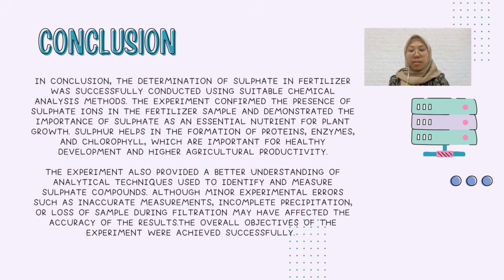Although minor experimental errors such as inaccurate measurements, incomplete precipitation, or loss of sample during filtration may have affected the accuracy of the results, the overall objective of the experiment was achieved successfully. This experiment highlights the importance of sulfate analysis in ensuring fertilizer quality.